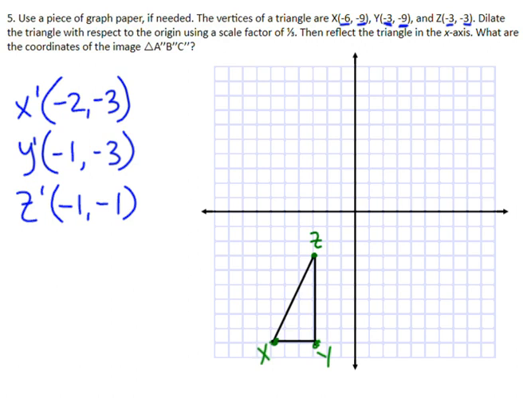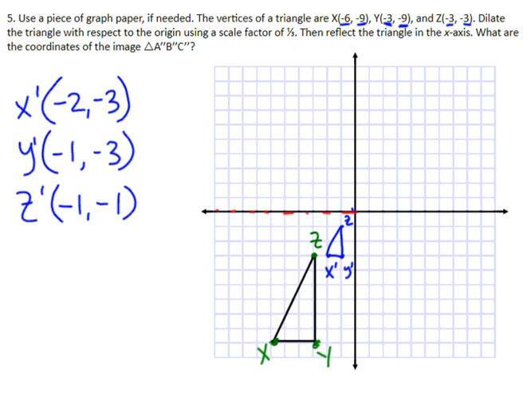All right, I'll take a quick moment to plot those points. -2, -3 is x prime. -1, -3 right there would be y prime. And -1, -1 is z prime. So I get this triangle right there. And then next, I'm going to reflect it over the x-axis.